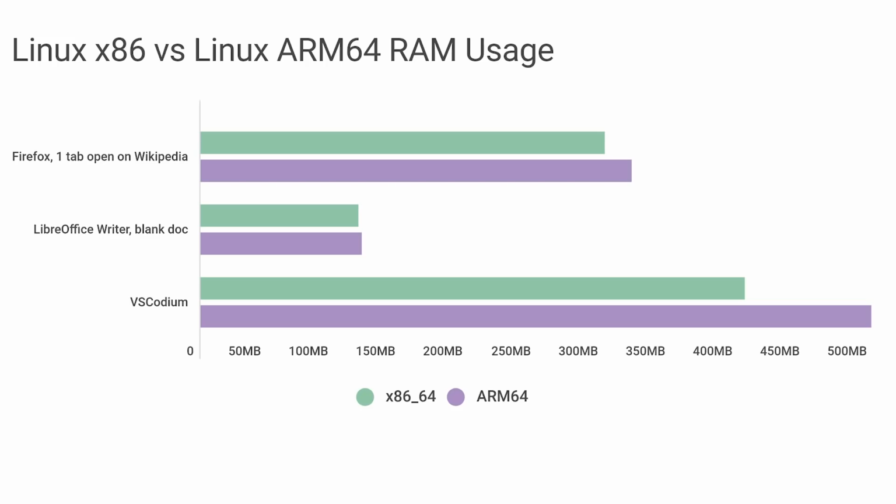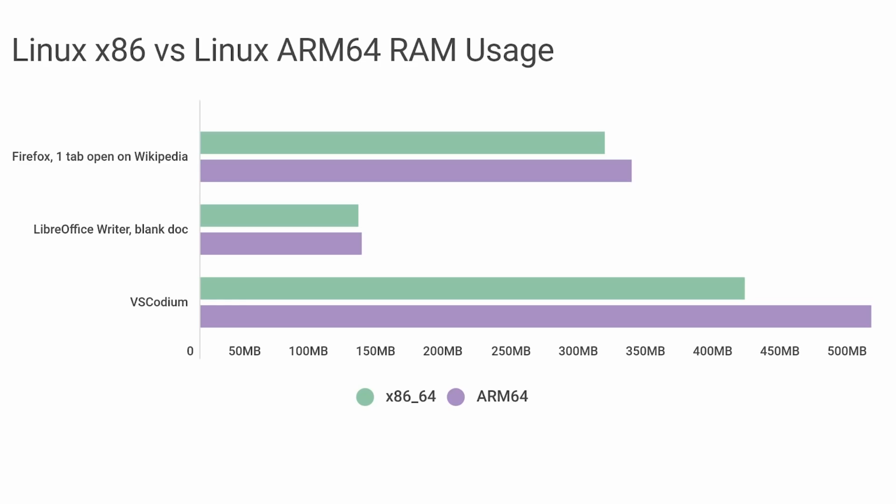Well, again, we can see a similar setup here. The first example there is Firefox with one tab open on a Wikipedia page, actually slightly more memory used there by ARM64. And then LibreOffice Writer there with a blank document, just start up the program. Again, very much the same amount of memory usage between the two architectures.